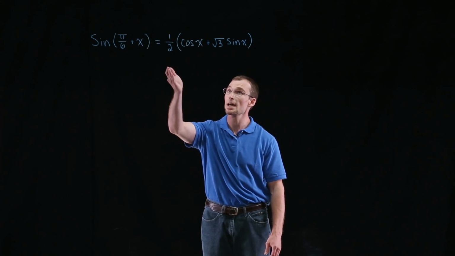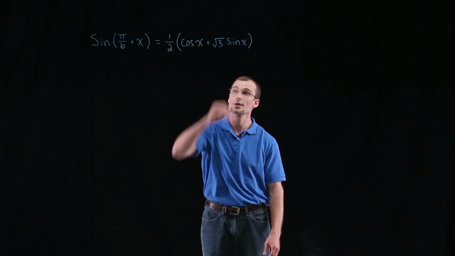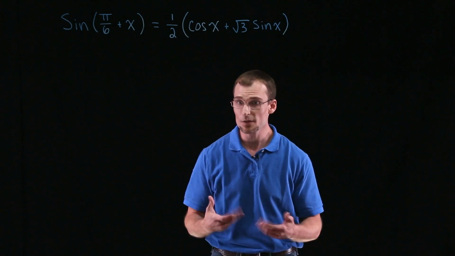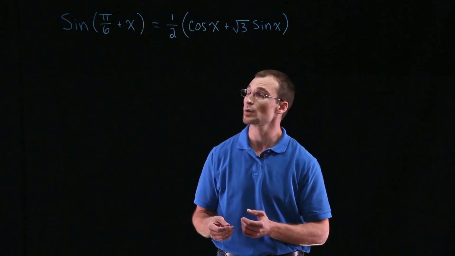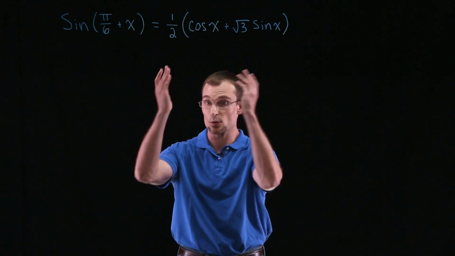In this problem, we're going to be verifying the identity sine of pi over 6 plus x is equal to 1/2 cosine of x plus square root of 3 times sine of x. Now we've done verifying identities before, and the same thing's going to happen here in that what we want to do is show that one side of the equation is equal to the other.